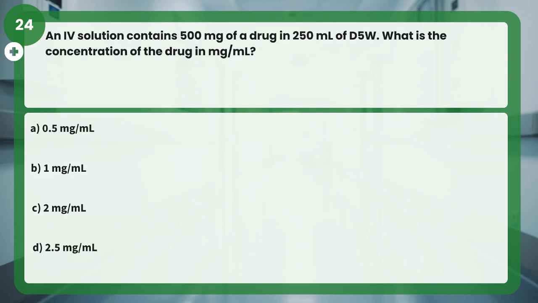Question 24. An IV solution contains 500 milligrams of a drug in 250 milliliters of D5W. What is the concentration of the drug in mg/mL? A. 0.5 mg/mL. B. 1 milligram per milliliter. C. 2 milligrams per milliliter. D. 2.5 mg/mL.